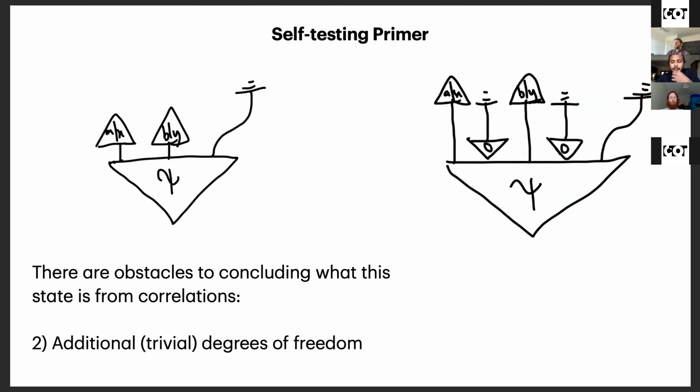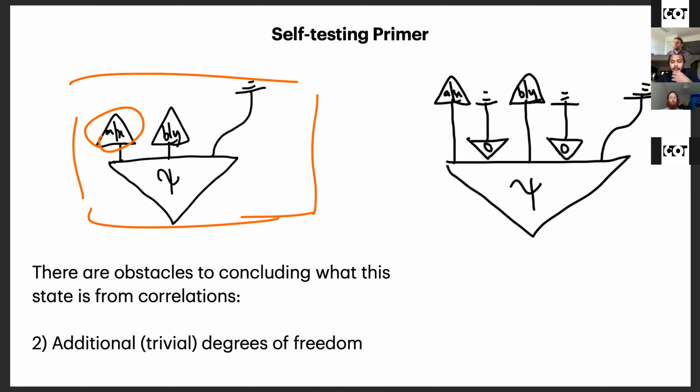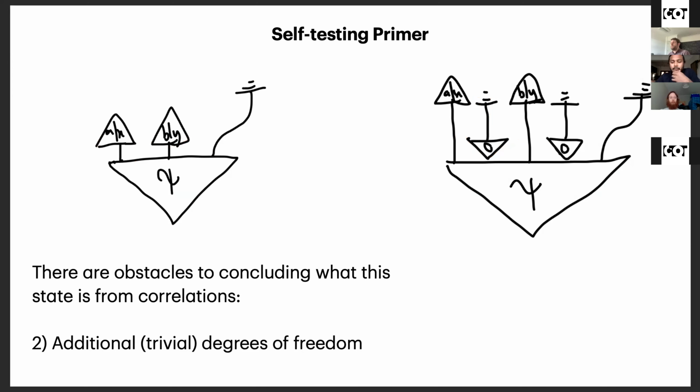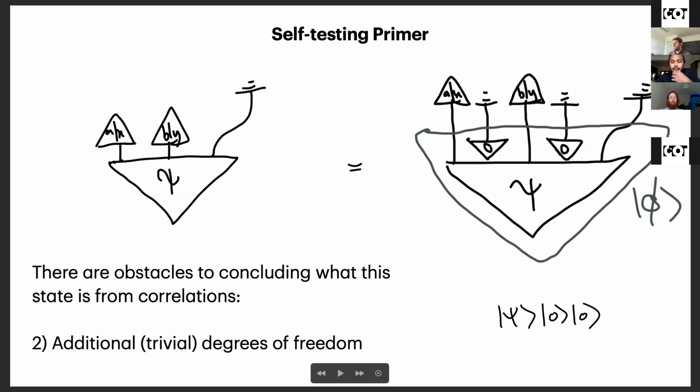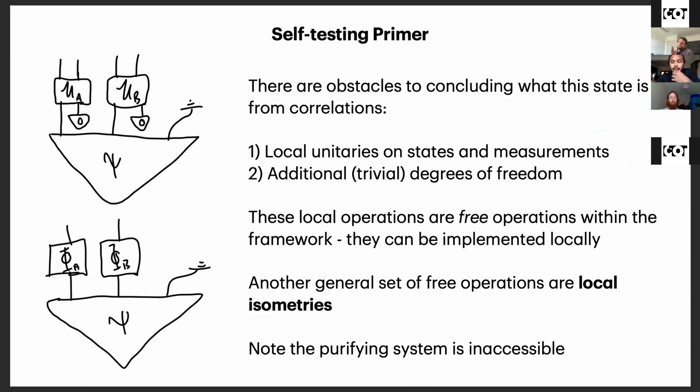Another obstacle to concluding what the state is from the correlations is that you can have additional trivial degrees of freedom, right? I can start with my state on the left and my measurements, and then I can start bringing in extra, what's the technical term? Stuff, and trace it out, right? And this produces exactly the same statistics as the thing on the left. I'm just introducing some extra auxiliary systems and then tracing them out, right? And then the state that's being shared by the two parties could be something of the form like this, where I have two auxiliary systems in the state 0, 0. Okay, so these are two obstacles to concluding what the state is inside the box.